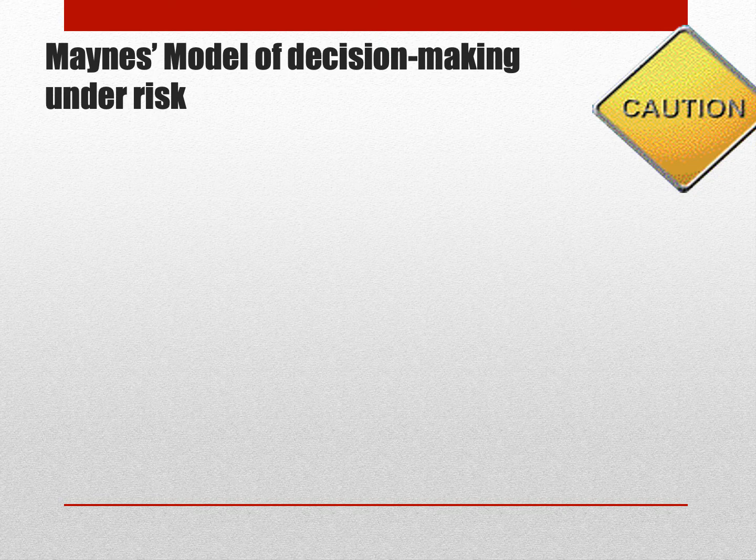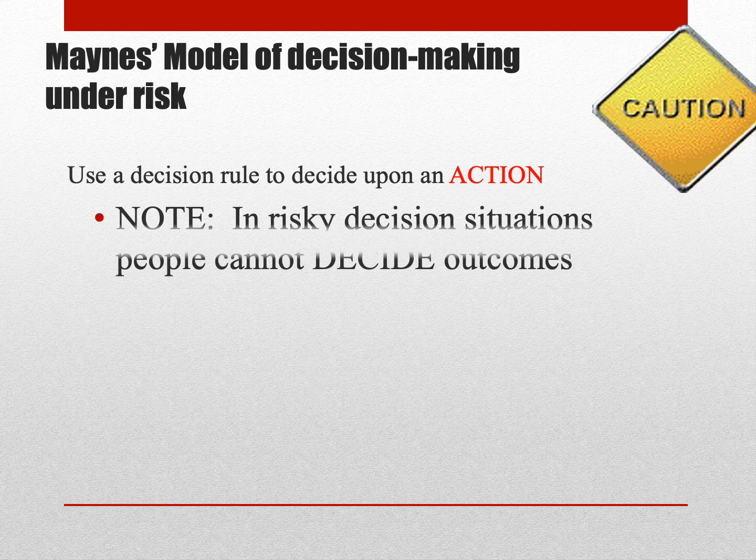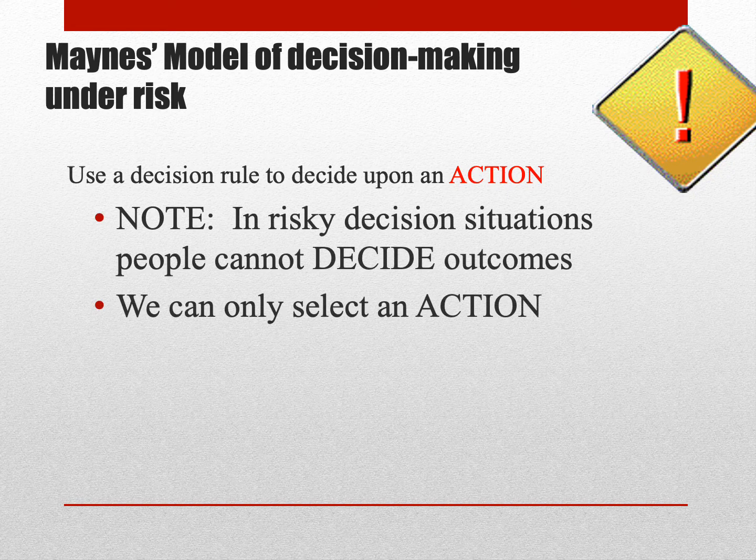When it comes to the Maynes model of decision making under risk, we have to remember that we are using decision rules to decide what action to take. But it does not determine an outcome. Again, we use a decision rule to decide upon an action. We have to note that in risky decision situations, people cannot decide an outcome. We can only select an action.